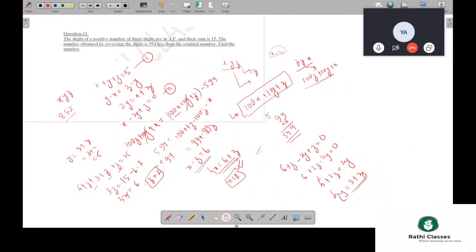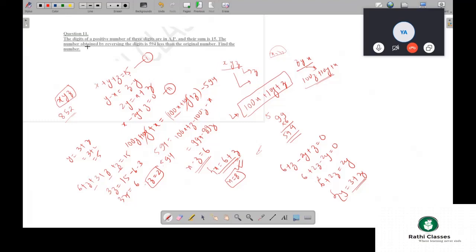Is it clear, or should I explain once more? See, what we have done is, first it is said the digits are in AP and the sum is 15. I have considered the number to be in the form x, y, z. Sum of the digits implies x plus y plus z is 15. This will be my equation 1. Second, it is said they are in AP. AP implies the common difference between y and x and between z and y will be the same. So I have used that, and from there I obtained the second equation.